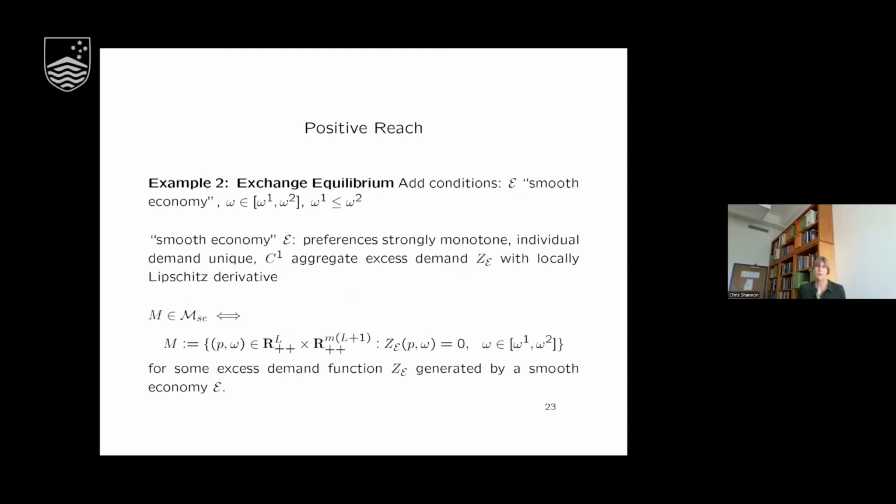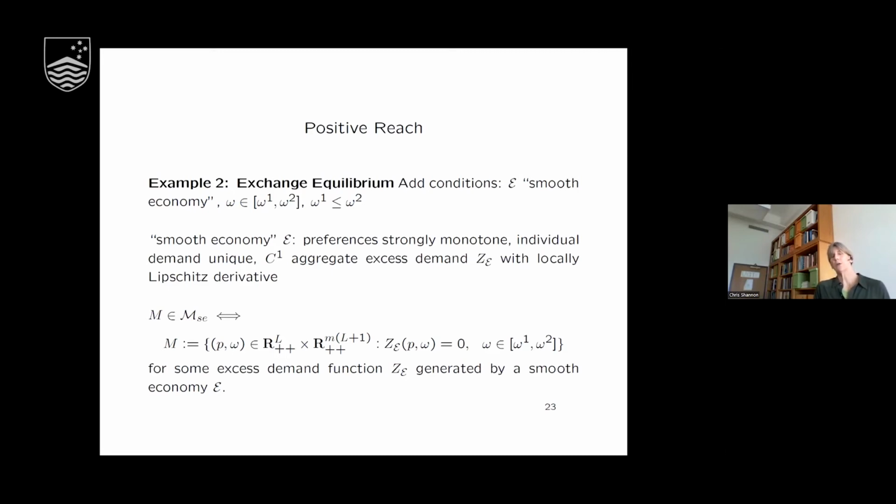Okay, so we could do a similar exercise for the exchange case. So here again, I'm going to add some conditions. So first, that the economies are smooth economies that I will define in a second. And then second, that again, the endowments are drawn from some interval. So I'll say more about that in a second as well. Okay, so for the smooth economy restriction, here again, I'm not going to try to make the most primitive conditions for the properties that I want here.